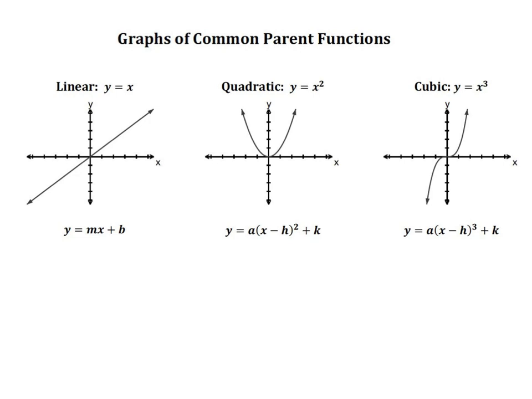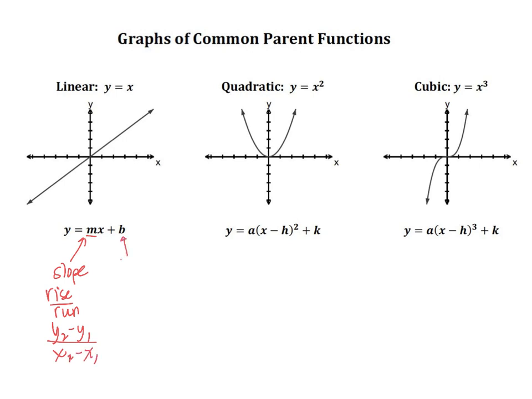Here are some common parent functions, right? So what do we see about the common parent functions? I'll just point out a few things. The linear function you have looked at before. Remember, m is representing the slope. The slope is rise over run. You also might think of it as y2 minus y1 over x2 minus x1.